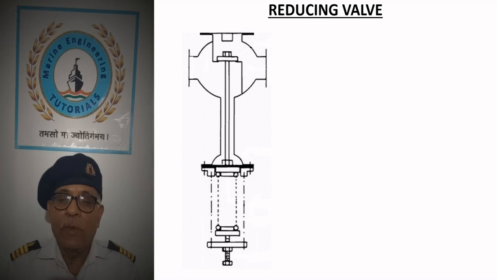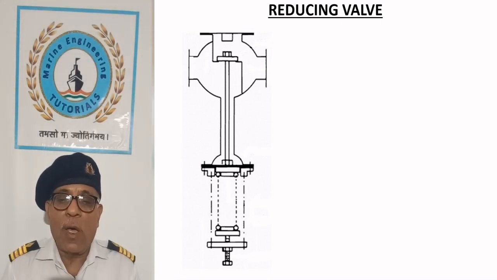Reducing valve. The sketch shows a reducing valve which is used for lowering the steam pressure as per requirement, such as maintaining steady heating steam pressure of 4.5 bar in spite of fluctuating auxiliary boiler pressure from 5 to 9 bar on motor ships.